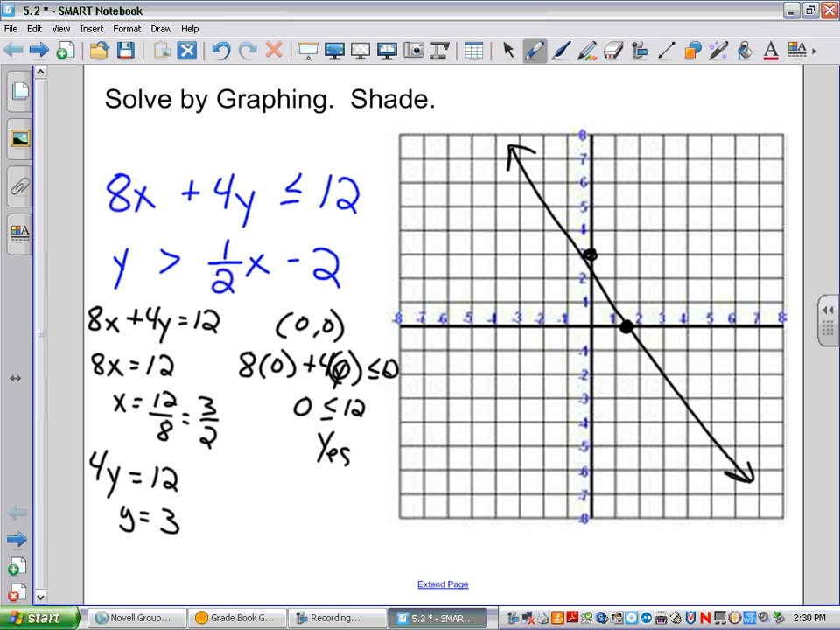So I'm going to shade on the 0, 0 side. But I'm not going to shade yet. I'm just going to put little arrows on here. That means I want to eventually shade there to the left.